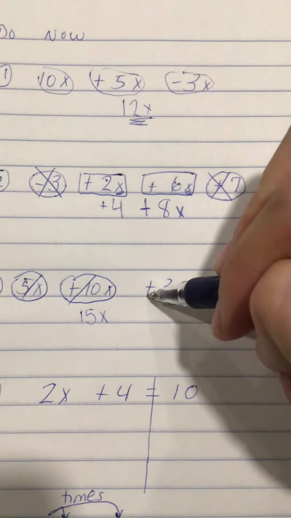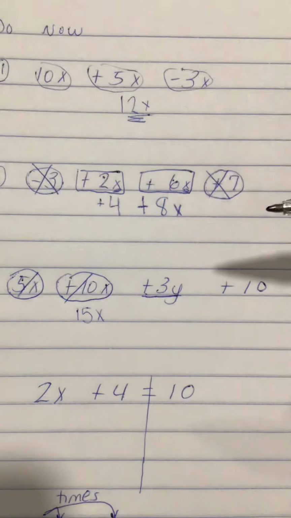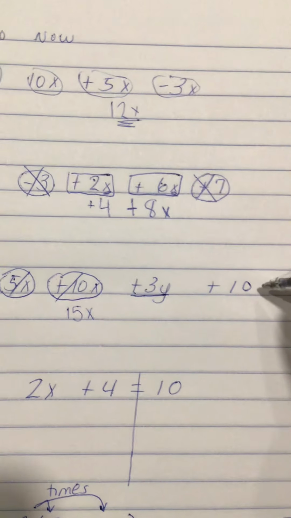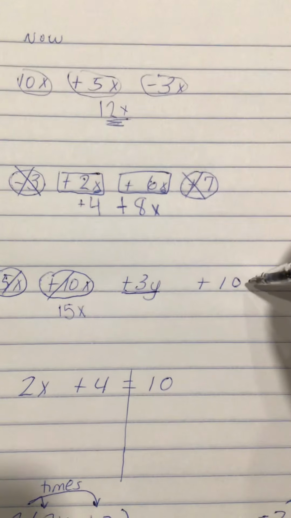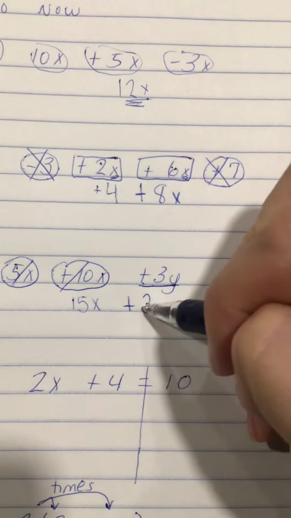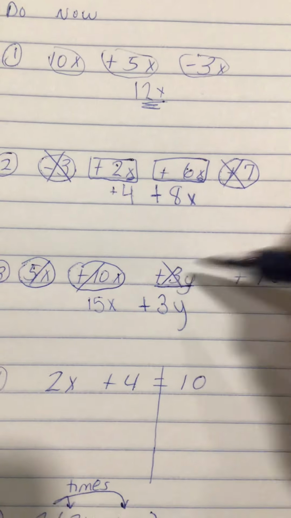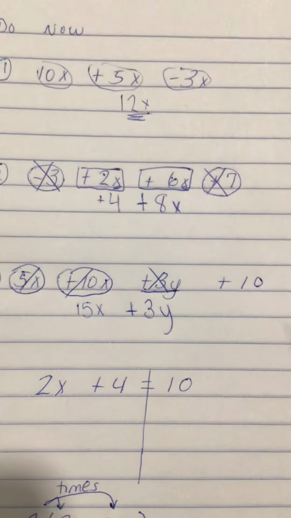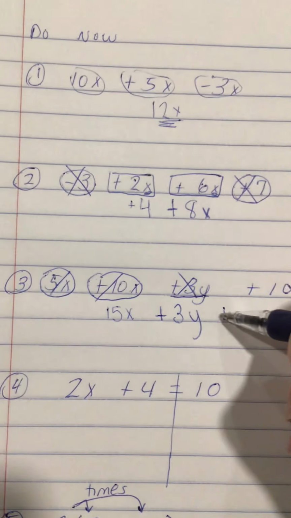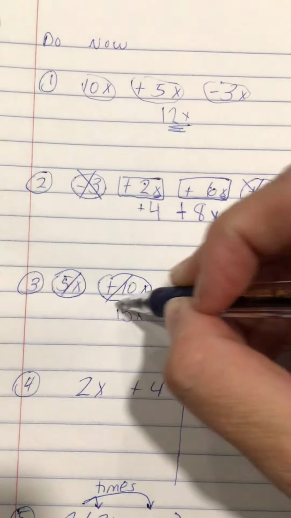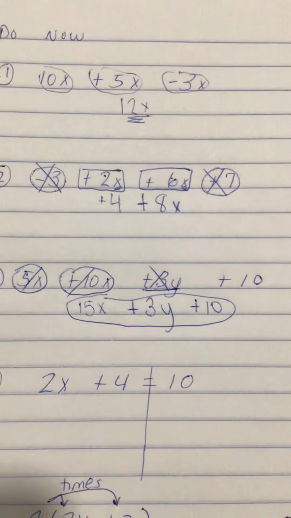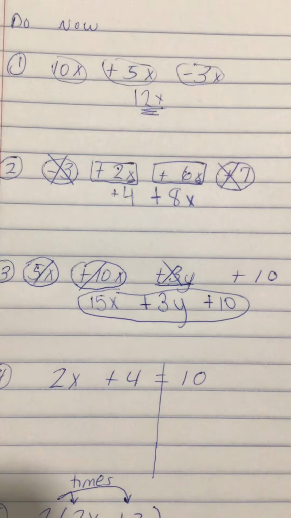Next is the 3y. I can underline it, box it, whatever is easier. There's no other one that goes with it. The 10 cannot be added because they are not like terms. I simply bring it down, cross it out. Now I have a positive 10. Nothing can go with it, so I simply bring it down. So my final answer is 15x plus 3y plus 10.